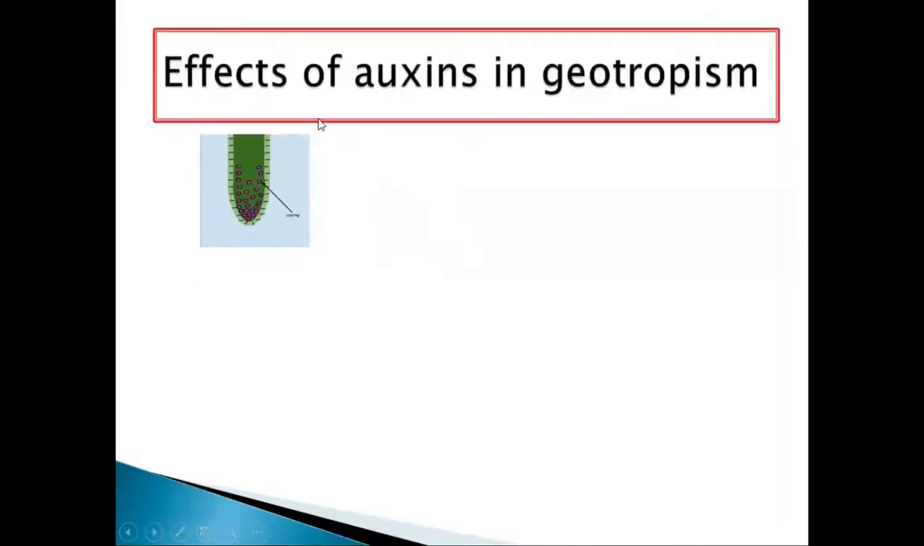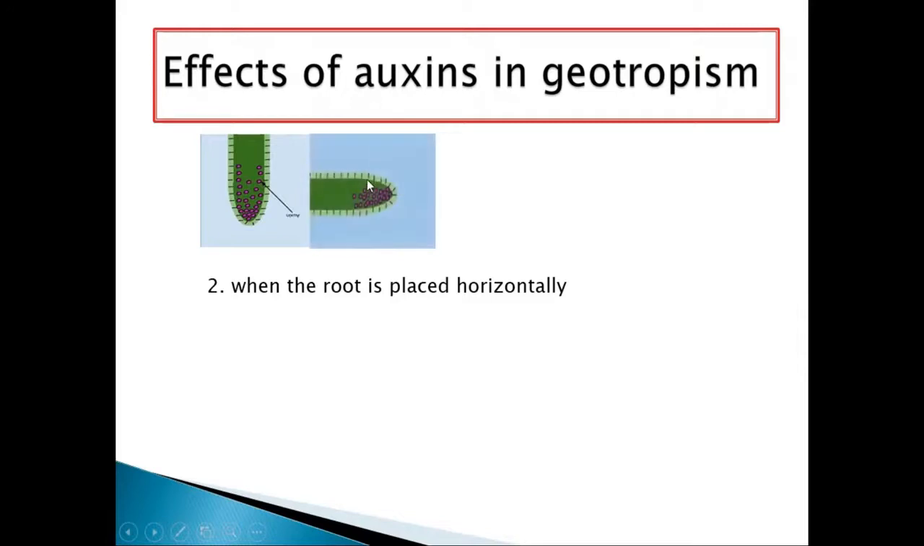So what is the effect of auxins on geotropism? Let's look at it. We see that now auxins are found at the tip. They diffuse upwards evenly. Everything is right. So what will happen when the root is placed horizontally? You see now you have placed it horizontally. The auxins move or diffuse to the lower side due to gravity. Gravity is going to pull them downwards. So the upper side is going to have less auxins, and the lower side is going to have more auxins.